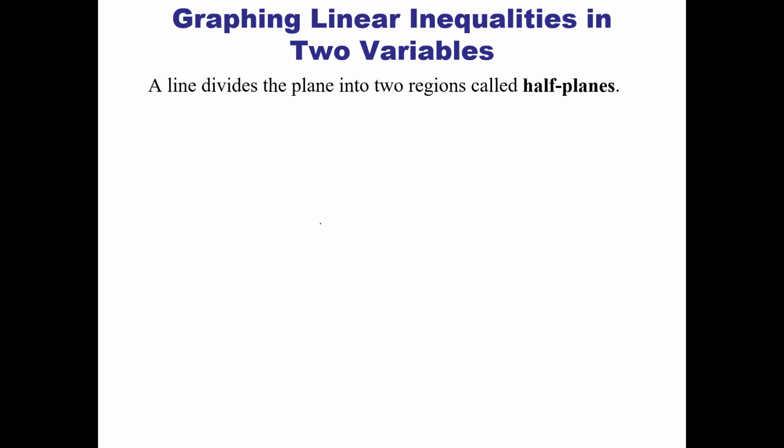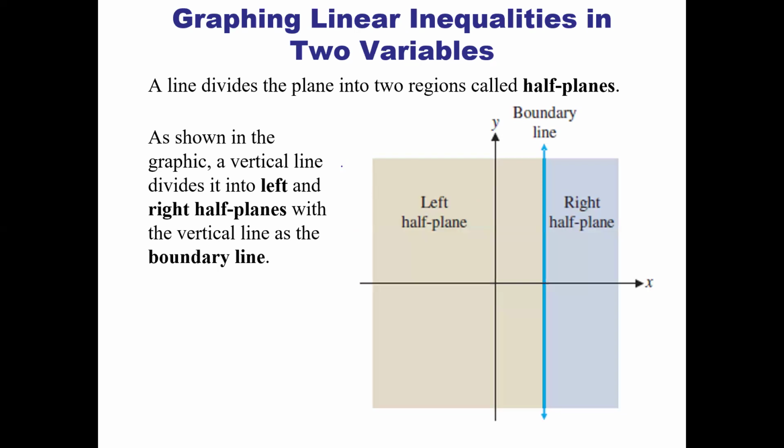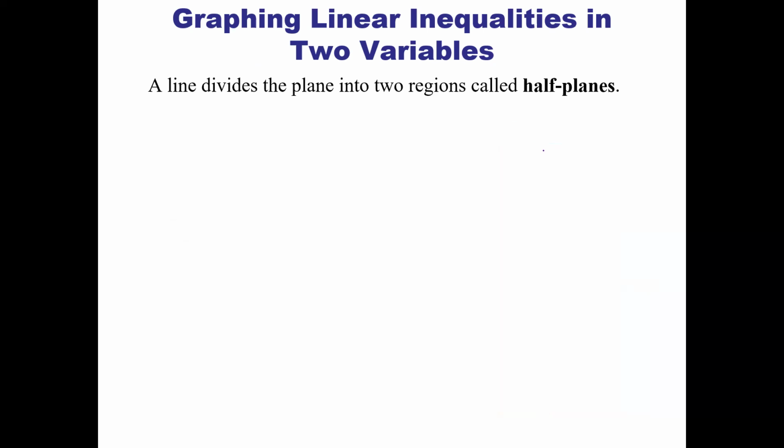A line divides a plane into two regions that are called half planes. The graph over here shows a vertical line dividing it into the left half plane and the right half plane. So we've got two pieces here, and the vertical line is the boundary line. That big, thick blue line is going to be our boundary line. So again, right plane, left plane, and then the boundary line.